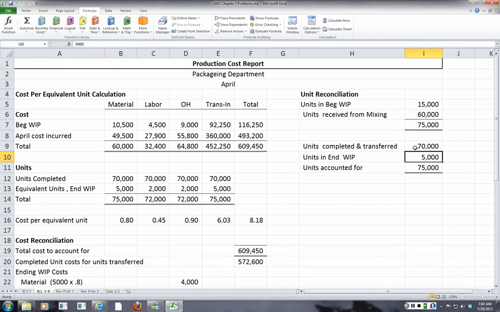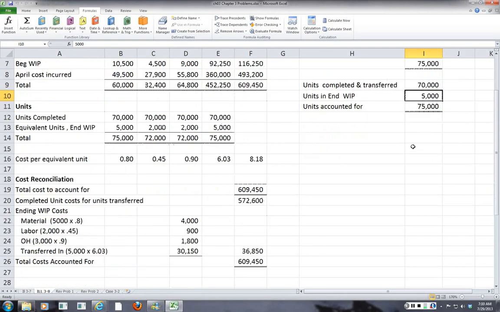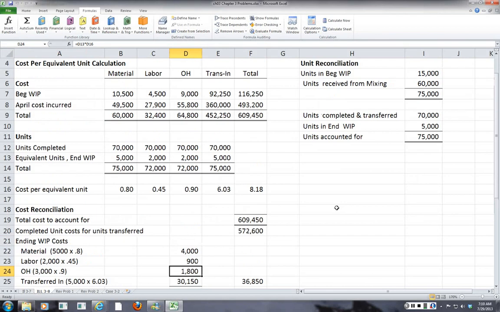I hope this is somewhat clear to you. I can see I've got one error here. You go over here on the overhead, I've got 3,000 completed units. It's 2,000. So it's 2,000 times the 90 cents that makes that there. Hope that's clear to you.